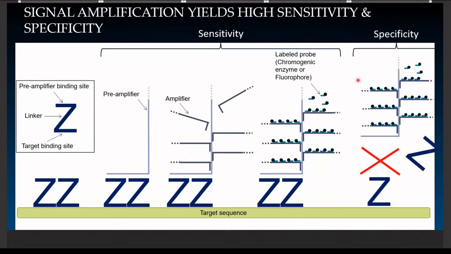And finally, we ensure specificity by making sure that if at all a single Z probe non-specifically binds to a sequence, the preamplifier will not be able to bind to this probe unless another Z probe is bound in tandem to it. So this ensures the specificity of our assay, giving you ultimately a very high signal to noise ratio. So this is the basis and foundation of our technology, which makes it extremely unique from some of the other tools and strategies that are available for spatial analysis.